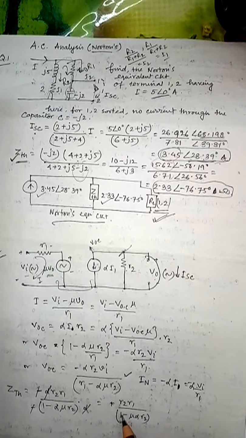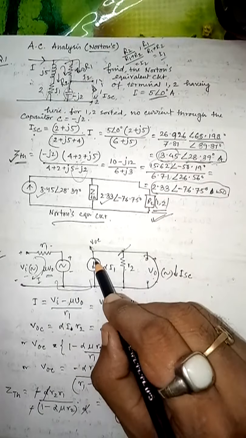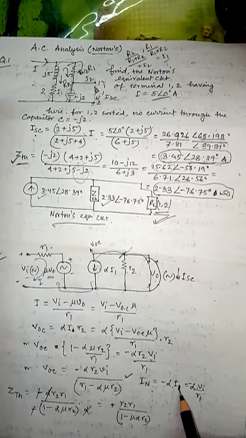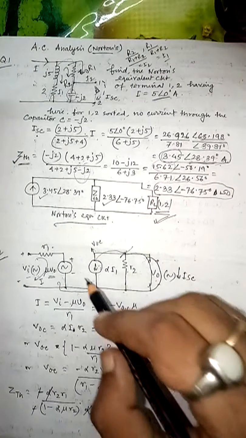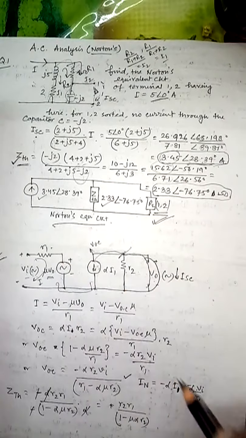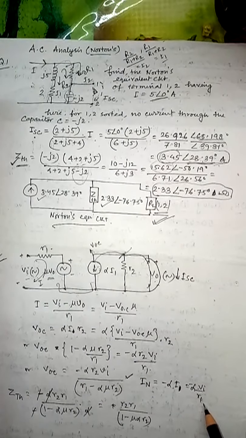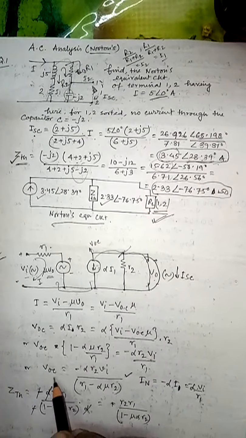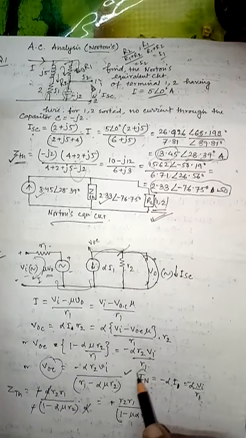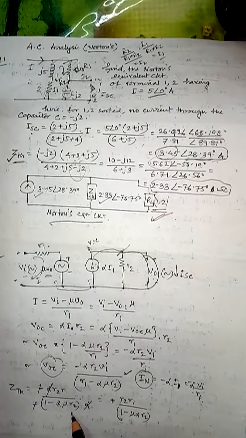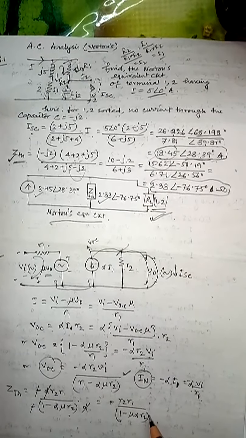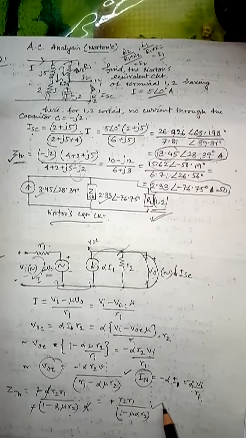Now what is IN, the short circuit current? It means this is following the short circuit path, so it should be alpha I. Alpha I means that this current, that is Vi by R1. So finally ZTH equals VOC by IN. Just putting in these values, we finally get R2 into R1 divided by 1 minus mu alpha R2.